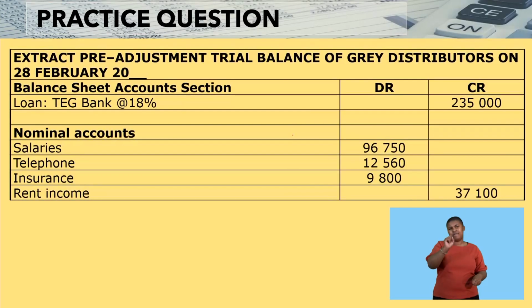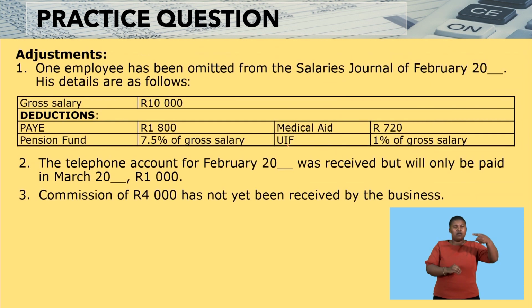In today's class, we are going to be talking about the statement of comprehensive income. We have an extract of the pre-adjustment trial balance of Gray Distributors on the 28th of February, and then we have adjustments 1 up to 3. Now we want to see how we can adjust these amounts when we prepare the statement of comprehensive income.